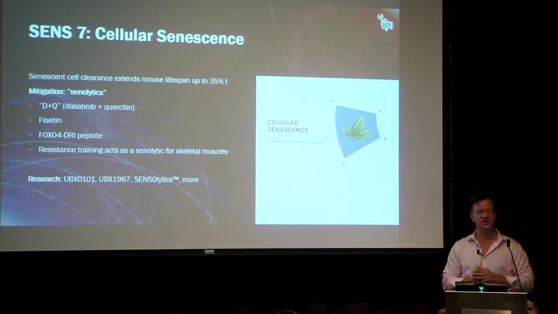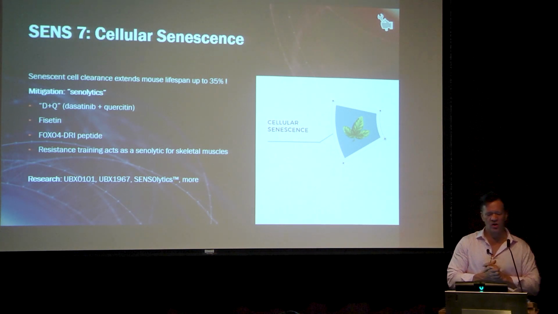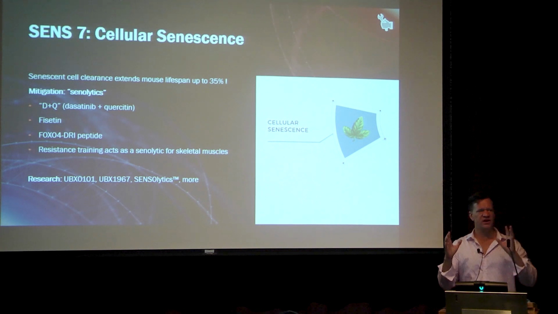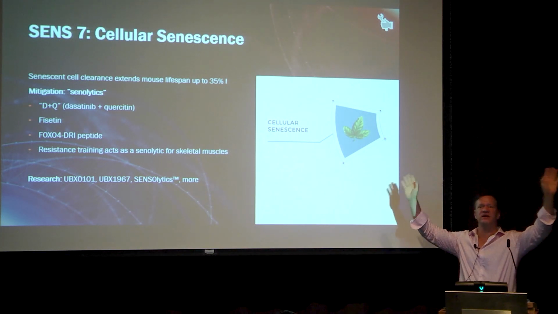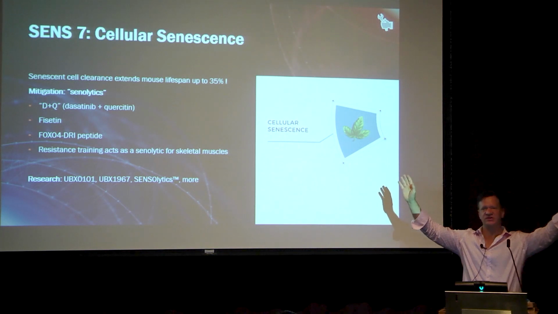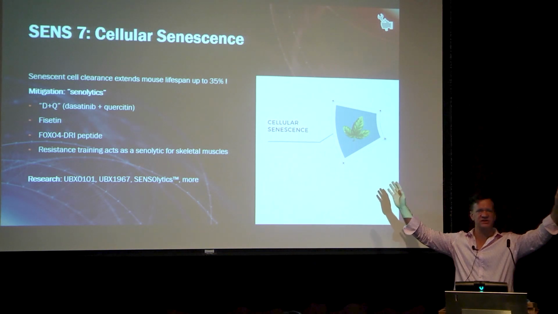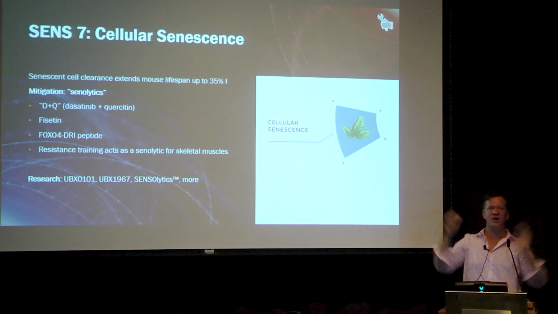Cellular senescence. This one is really interesting. So a lot of our cells are designed to essentially detect when they become dysfunctional and remove themselves from the body. They're supposed to flag the immune system and say, hey, I'm broken, I'm gone. Just clear me out of the system. And then they get cleared out by the immune system. 99% of the time that works great.